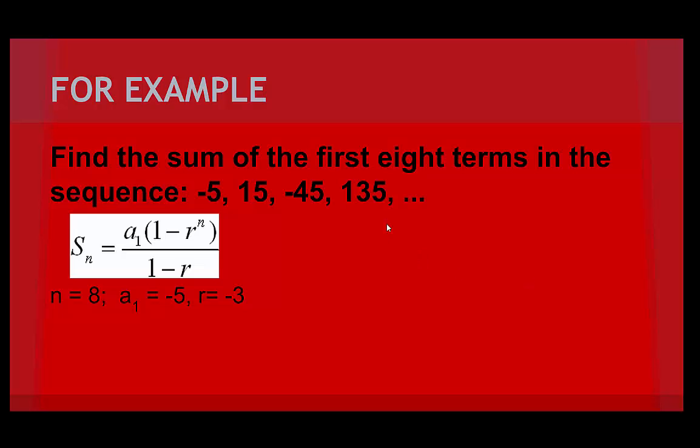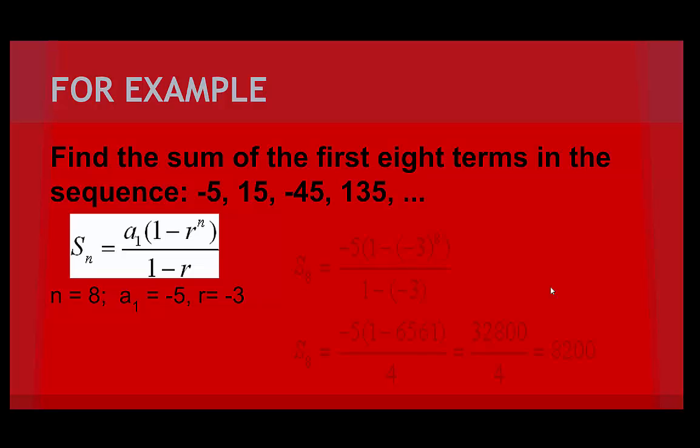Let's say you needed to find the sum of the first 8 terms in the sequence -5, 15, -45, 135, and so on. Once again, you would plug in all known variables. N is equal to 8 because it is asking for the first 8 terms in the sequence. A sub 1 is equal to -5 because it's the first term in the sequence. And R is equal to -3 because the common ratio is -3.